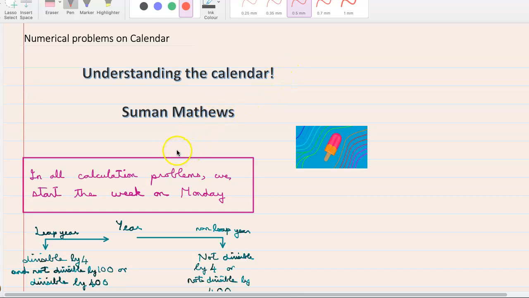Hello everybody, I'm Suman Matthews and today we will be discussing numerical problems on how to understand the days of the year. This is a part of Applied Mathematics for CBSE class 11. Now in all calculation problems, we will start the week on Monday.